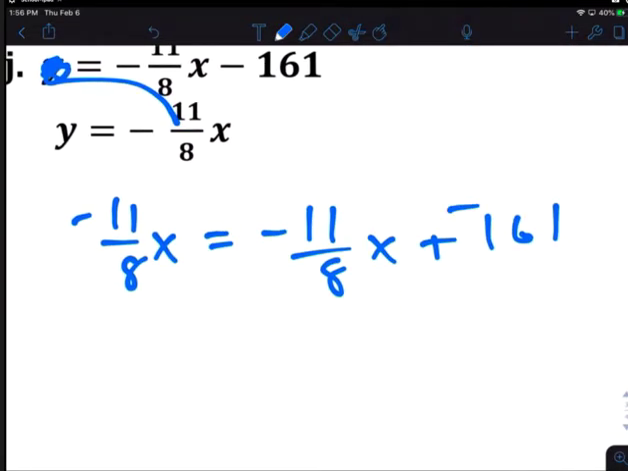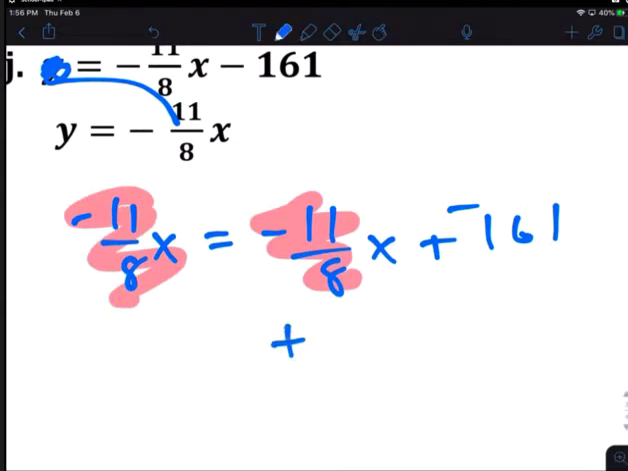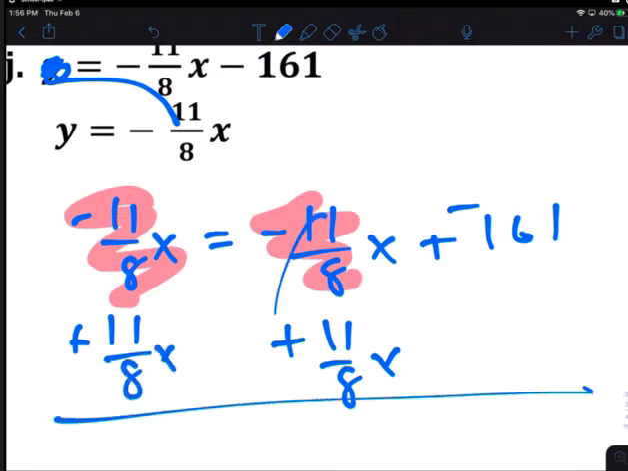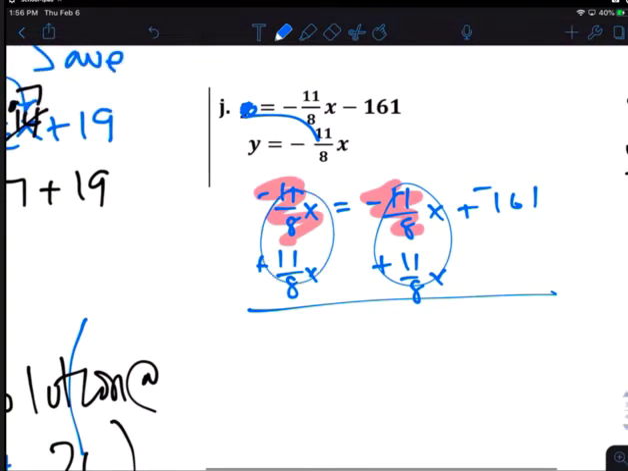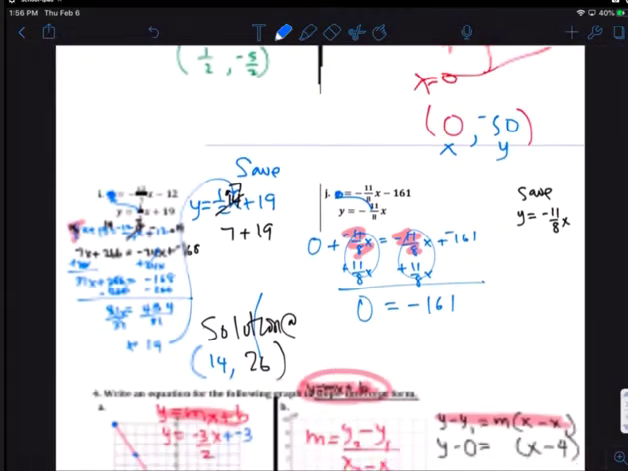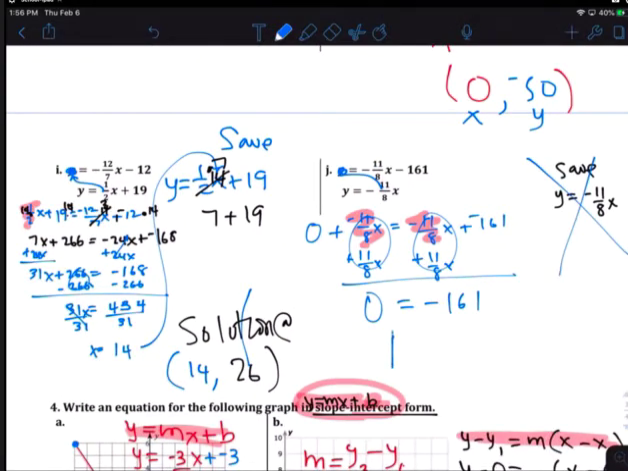Okay, oh, look at this. These are the same denominator. If I add 11 over 8x to both sides, this gets you 0, and here I get 0. 0 plus 0 is 0, equals 0 plus that, which is negative 160. Oh, this one, I don't have to worry about this one. No solution. The lines are parallel, right?